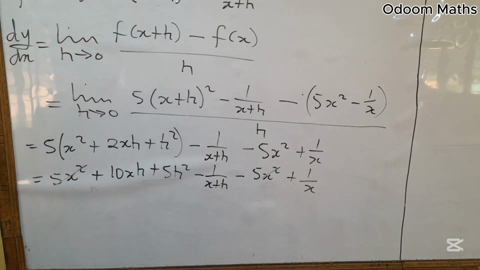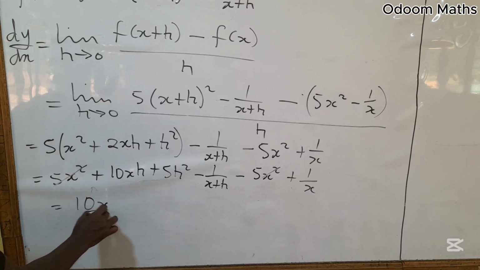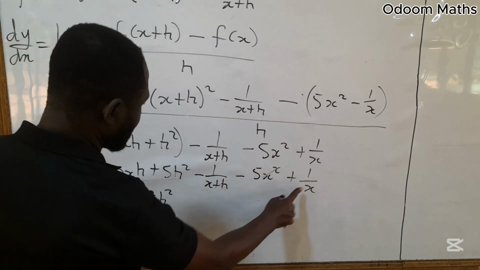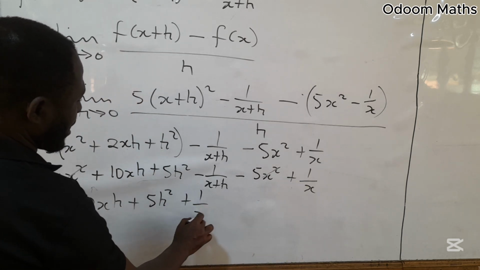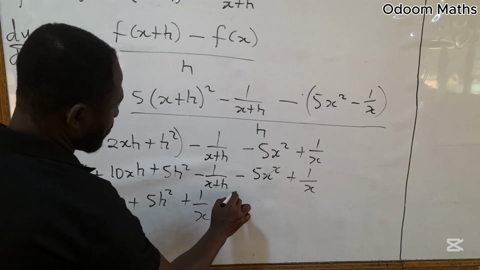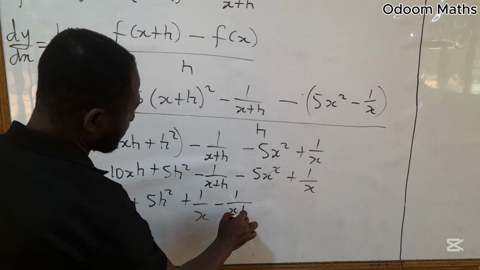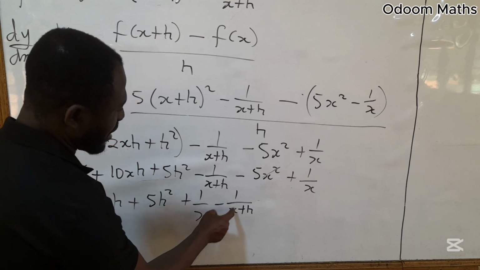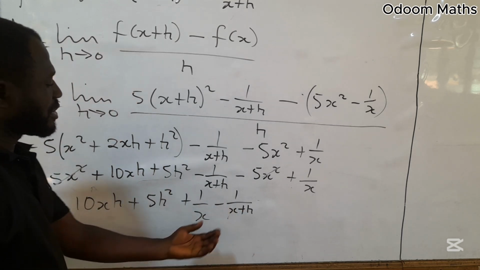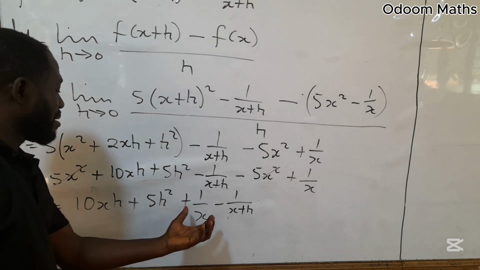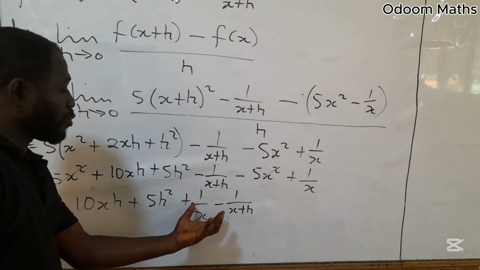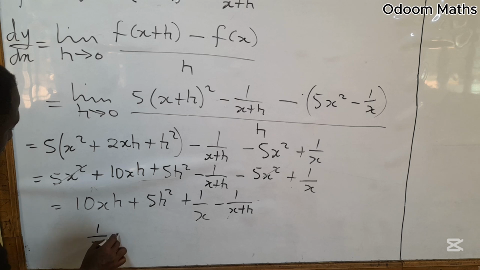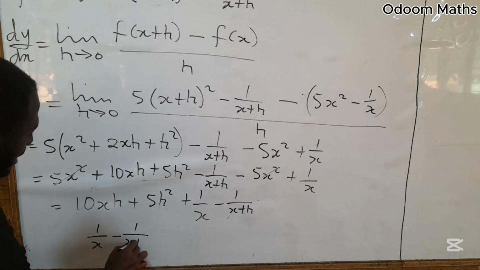Then again, let me rewrite this as 10xh plus 5h squared. Then I am going to bring this one here, so that is plus 1 over x minus 1 over x plus h. Let me take this 1 over x minus 1 over x plus h, simplify it, and then substitute it back where it's supposed to be.